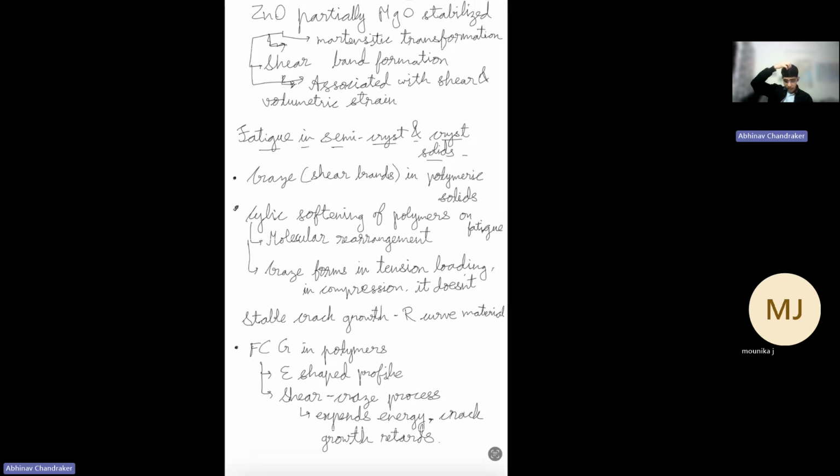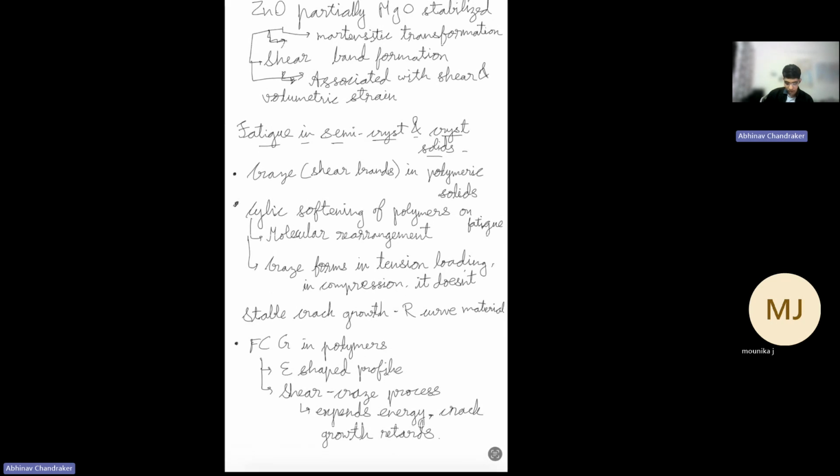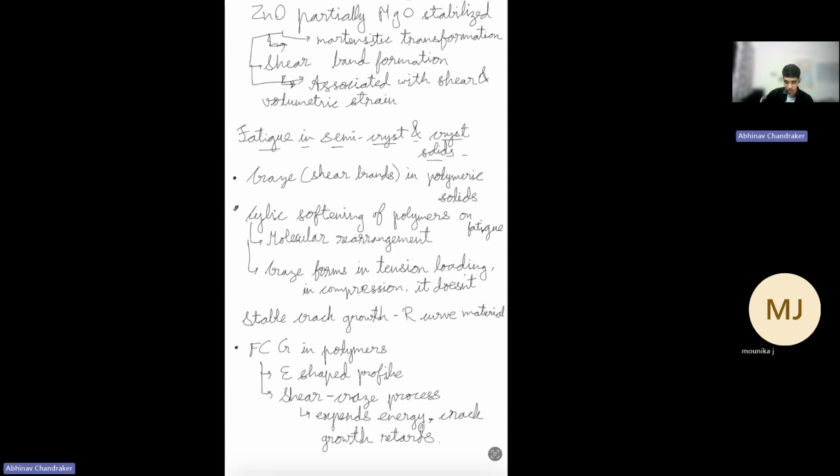Now coming to fatigue crack growth in polymers, here we see an epsilon shaped profile when we see the microstructure, and that is due to craze formation. So it's called a shear craze process where shear bands form and then craze forms, and these two keep occurring one after the other, and in this way the crack slowly propagates.